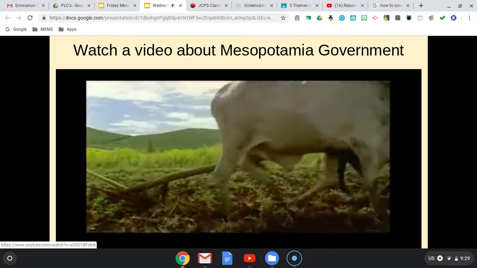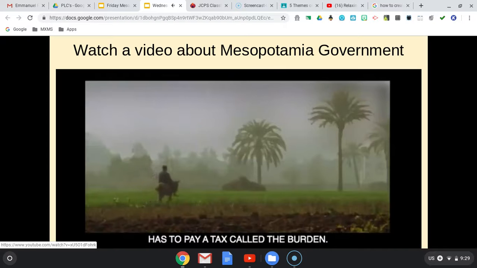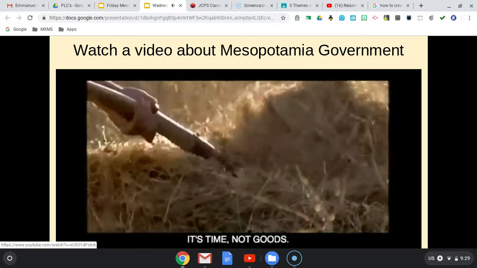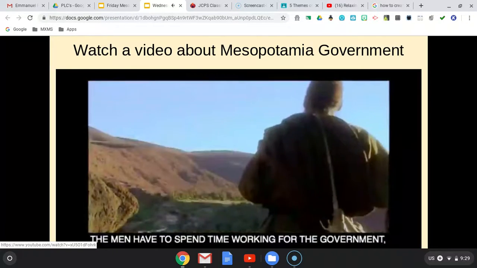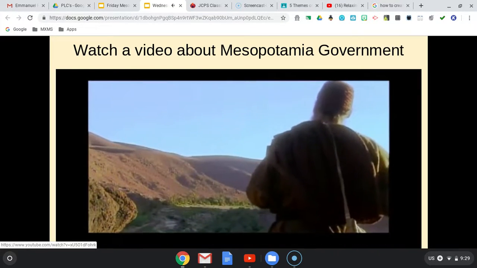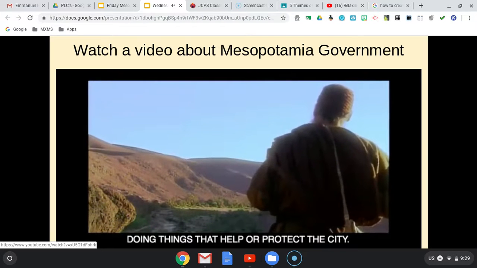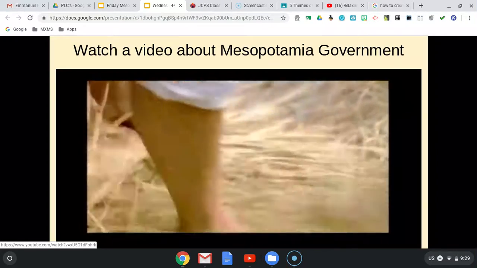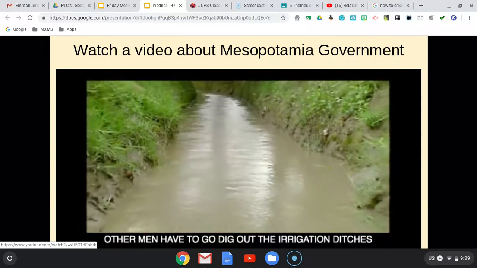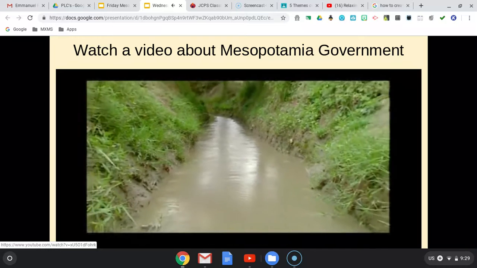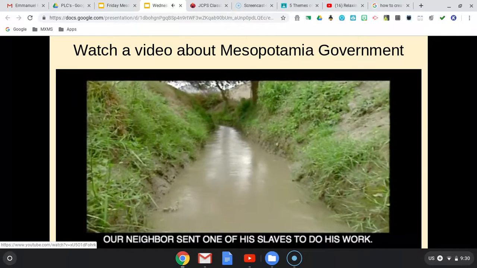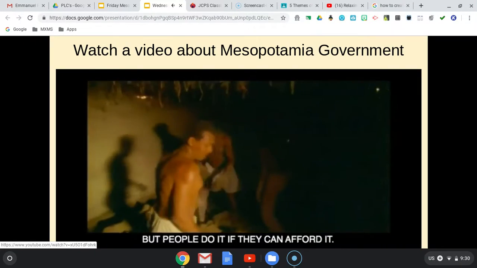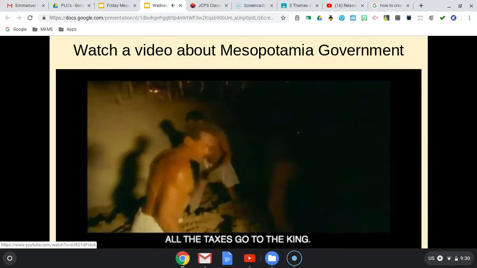In our city, every man who is head of a household has to pay a tax called the burden. It's not the usual kind of tax. It's time, not goods. The men have to spend time working for the government, doing things that help or protect the city. For example, my uncle helped to harvest the barley crop. Other men have to go dig out the irrigation ditches to keep them clear. Our neighbor sent one of his slaves to do his work. My dad says you're not supposed to, but people do it if they can afford it.